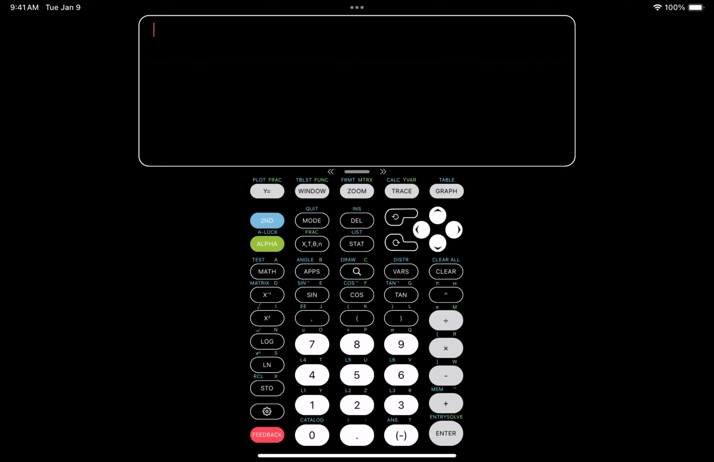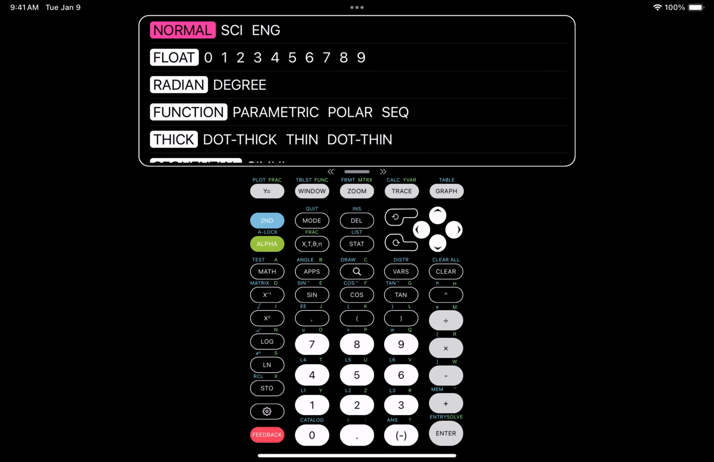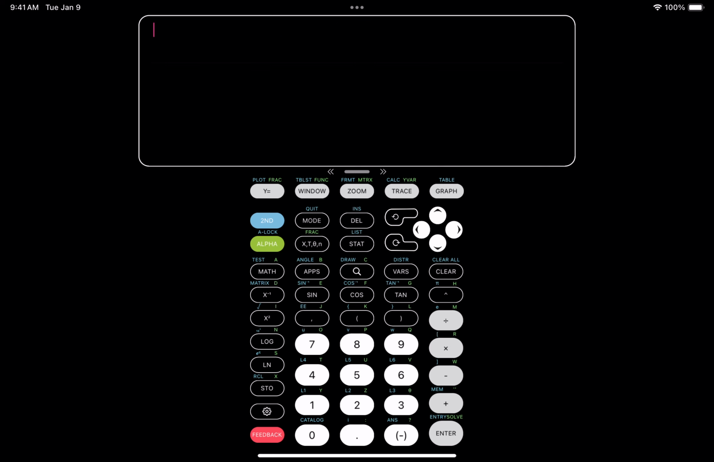Okay, first thing I've got to do is go into y equals, and you can see I've already typed in the function x to the fourth minus 10. So make sure you put the function in. I'm going to quit. Oh, second quit.